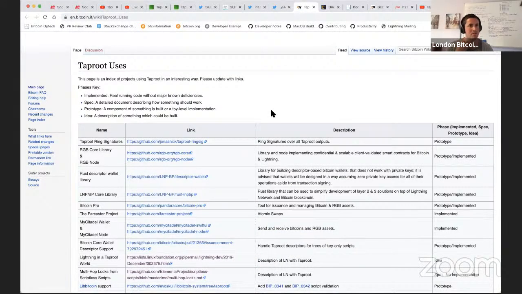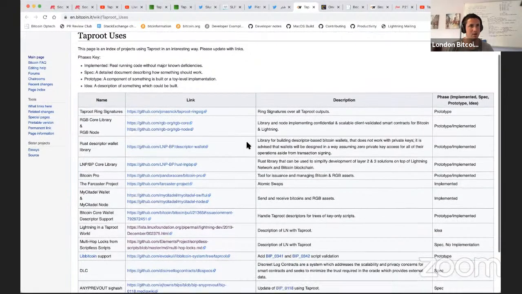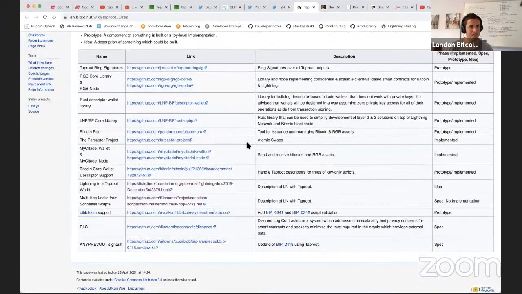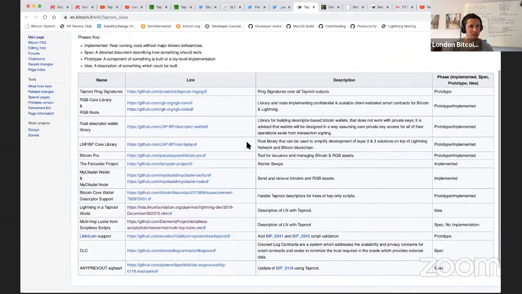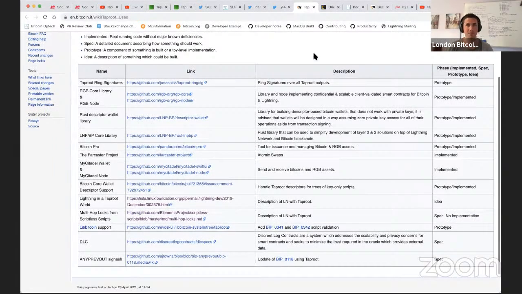So this was a site that Jeremy put up. These are some of the projects that are planning to use Taproot, either at the idea stage or further than that, with actual implementations.